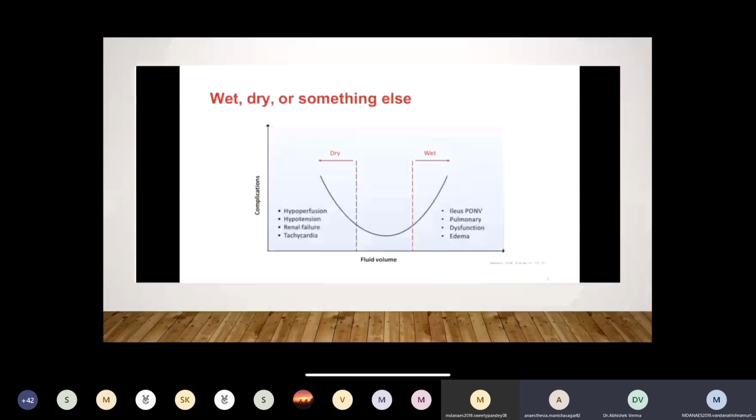So that is why we want to go for goal directed therapy and keep the patient in the center, or euvolemic, so that he is not affected by both overloading and underloading. Okay, thank you. Even though there are controversies regarding goal directed therapy, definitely it will help in reducing the length of stay of the patient, and it will help in improving the outcome of the patient.